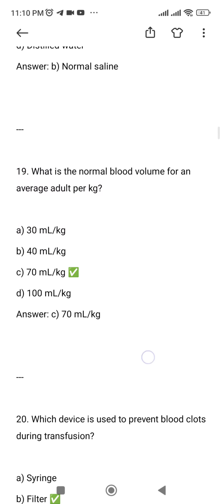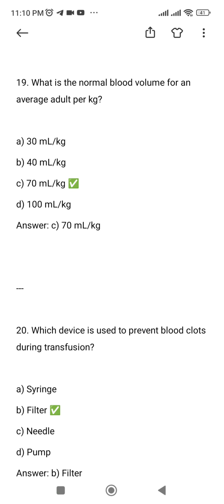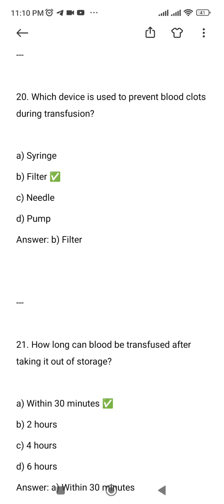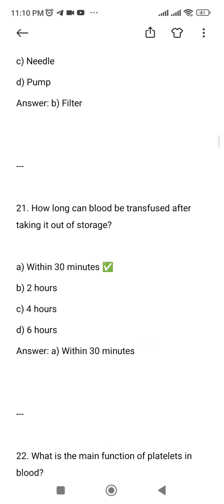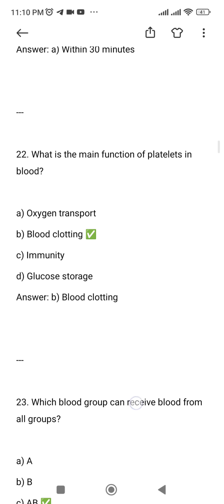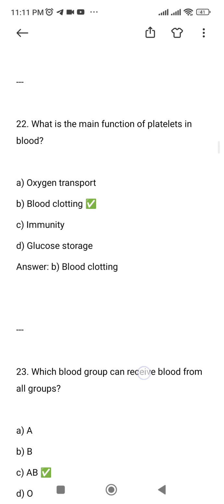What is the normal blood volume for an average adult per kg? 70 milliliter per kg. Which device is used to prevent blood clots during transfusion? Filter. How long can blood be transfused after taking it out of storage? Within 30 minutes.